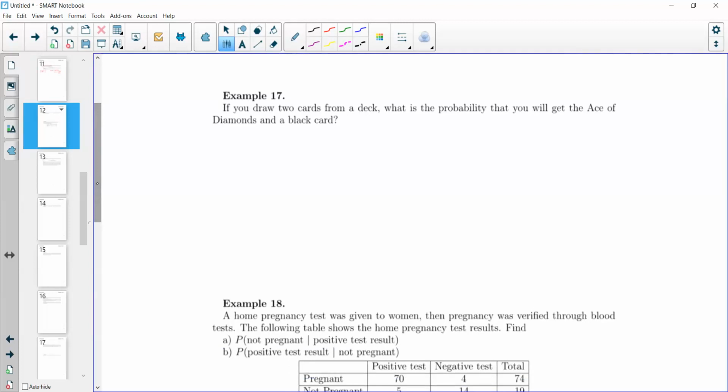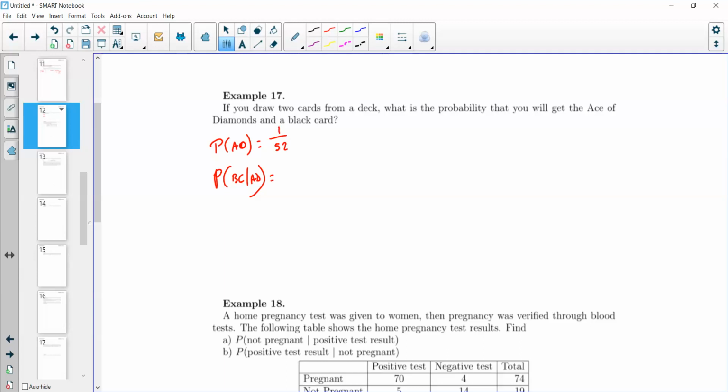So if you draw 2 cards from a deck, what is the probability you will get the ace of diamonds and a black card? So our 2 events are probability of an ace of diamonds and probability of a black card, given we got the ace of diamonds. So what's the probability of getting this ace of diamonds? Well, how many ace of diamonds are there? 1. How many cards are there?